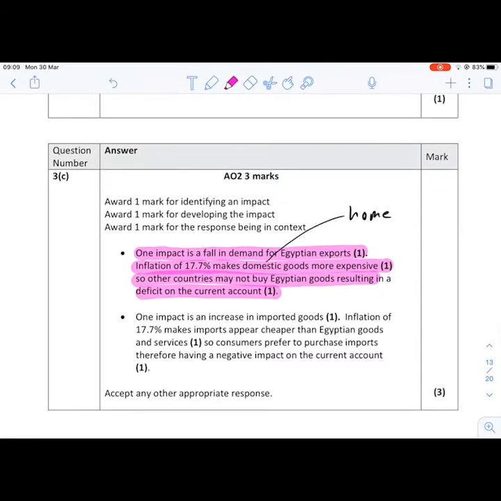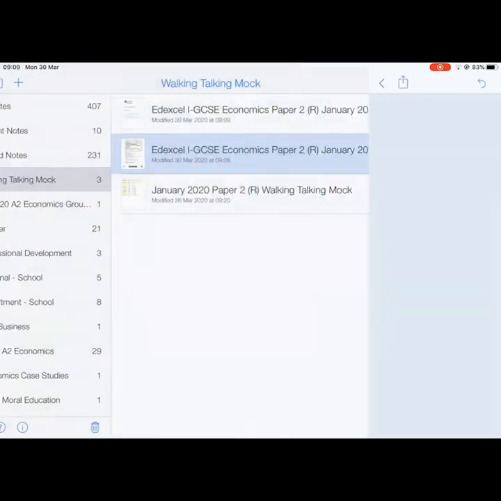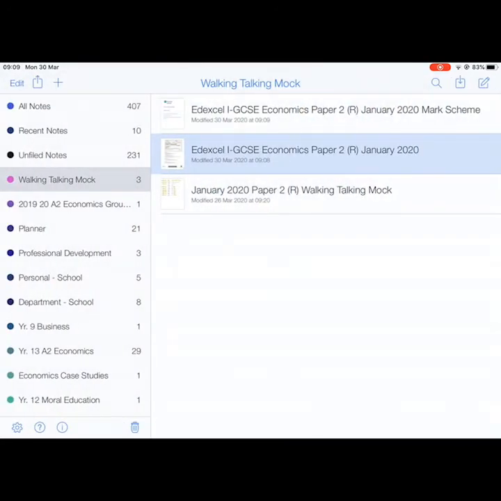And let's look at the import argument. One impact is an increase in imported goods. Inflation of 17.7% makes imports appear cheaper than Egyptian goods and services. So consumers within Egypt would prefer to purchase imports, therefore a negative impact on the current account. The current account, like we said before, would worsen. Okay, let's go back to the exam paper.